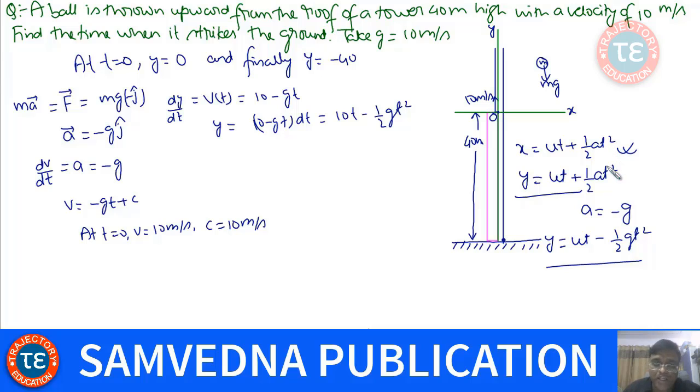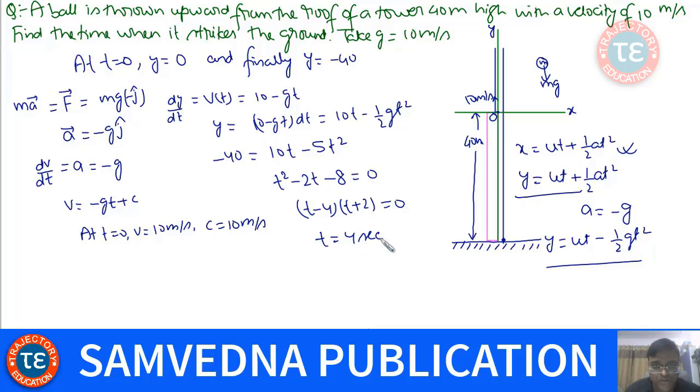If velocity is increasing, a will be positive. If velocity is falling, a will be negative, right? So we want to find time t at which your y is minus 40. So put here minus 40. This is 10t, and g is 10, so this will be 5t square. So this will give you what? t square minus 2t minus 8, or t minus 4, or t is 4 seconds.